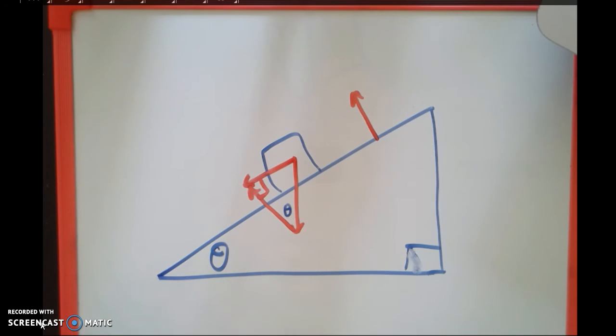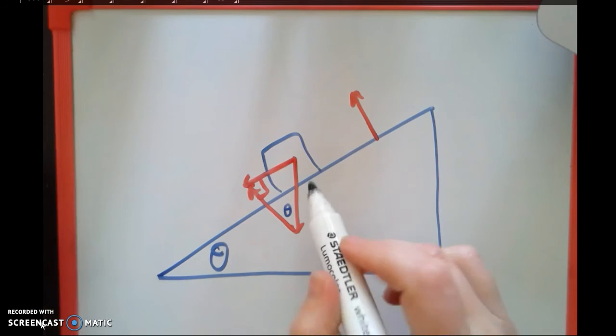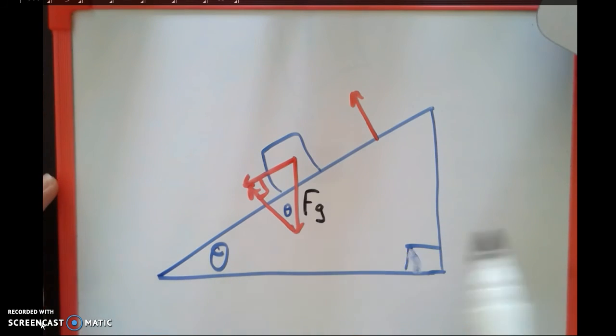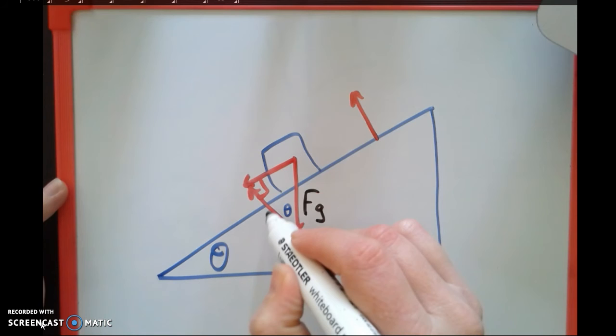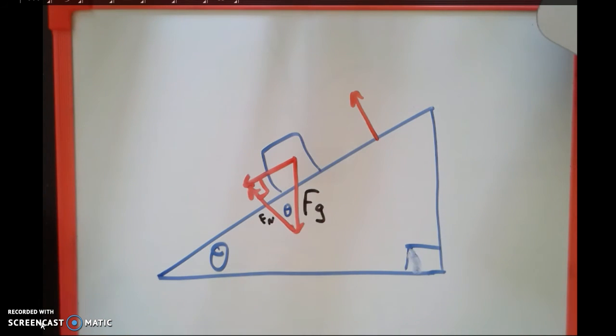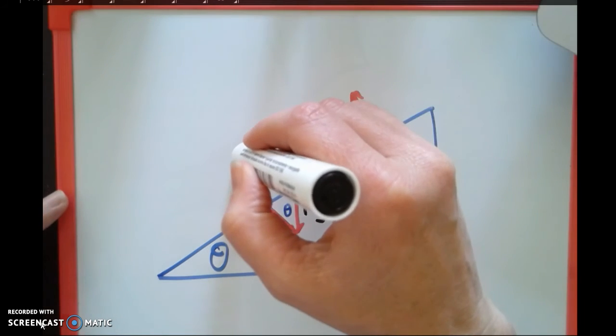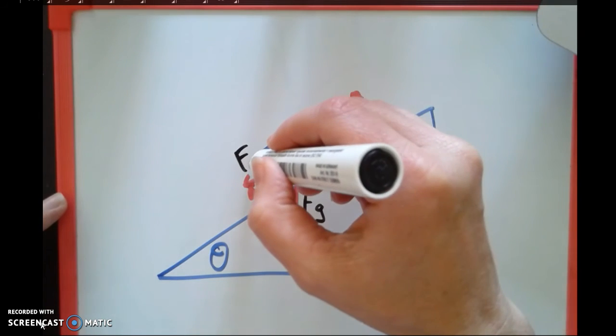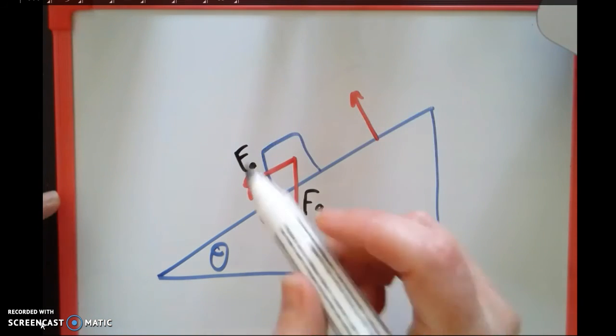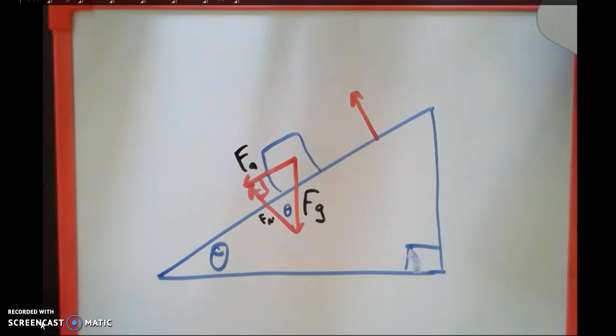So let's label the forces. This is the force due to gravity. This is the normal force. We can use capital N for normal force. And this is the force of the object's acceleration. Let's call it FA.